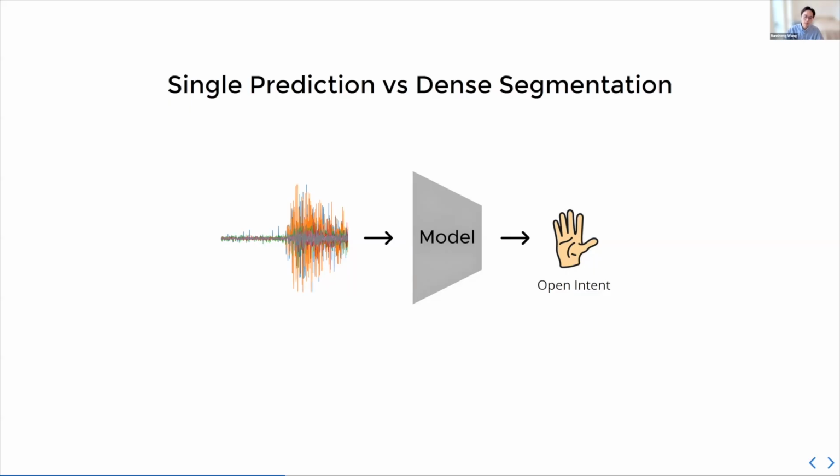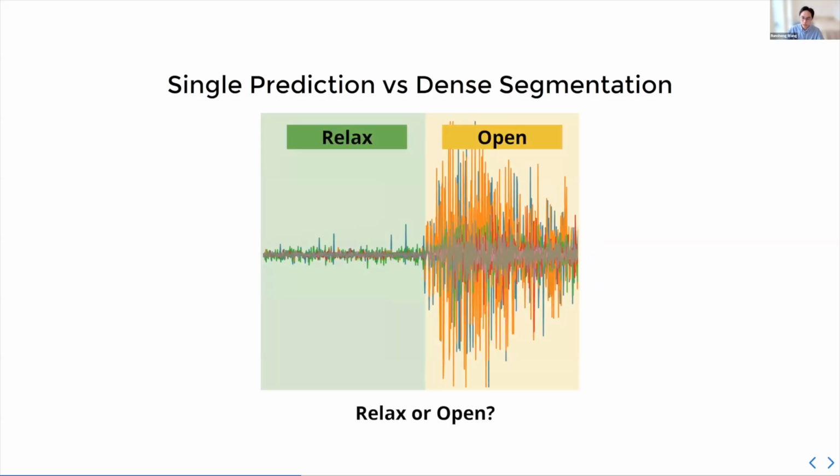Now, this creates a problem because if I can show you an example here, if this is my input signal, this is the window, the person might start with relax and then goes into an open state. And if you try to label this with a single label, do you say this is relaxed or is this open, right? It's very ambiguous. So you might say, I can do this in many different ways. I can use the last time step. I can take the average. I can use the most common, the mode. I can do a bunch of other things.